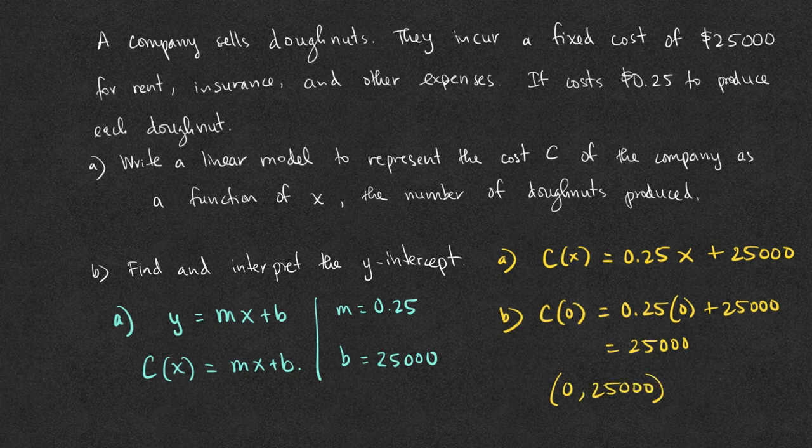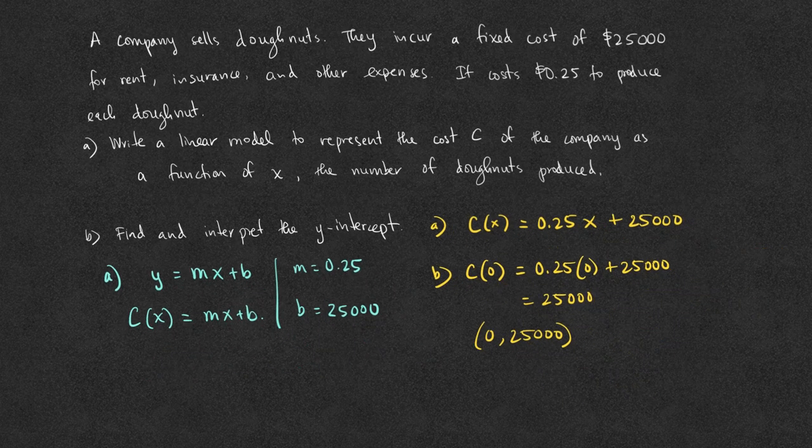What does it mean in this situation? It just simply means that if we were to sell 0 donuts, then the cost would be 25,000. And so in a sentence, this means if we sell 0 donuts, none at all, the cost of the company is 25,000. That is not really surprising because this 25,000 is the fixed cost.